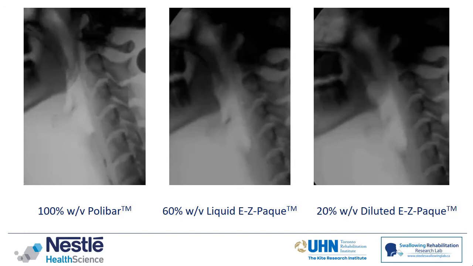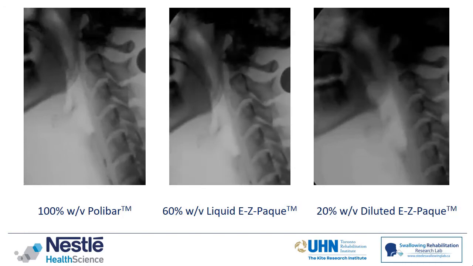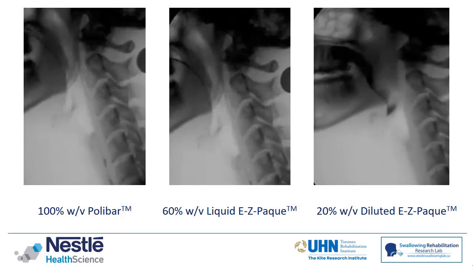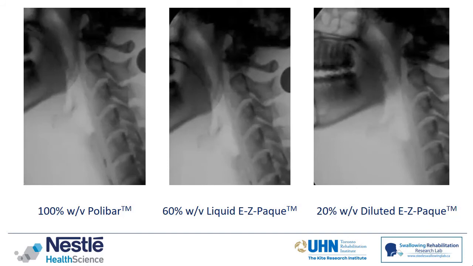In the middle example, the same person is swallowing a less concentrated 60% weight to volume product called liquid EasyPake. Here the pharynx is cleaner at the end of the swallow, and I think it's unlikely that a clinician would comment on any residue being present. Finally, on the right, she is swallowing that same liquid EasyPake product, but it has been diluted to a 20% weight to volume concentration with water. Here the pharynx is completely clean at the end of the swallow.